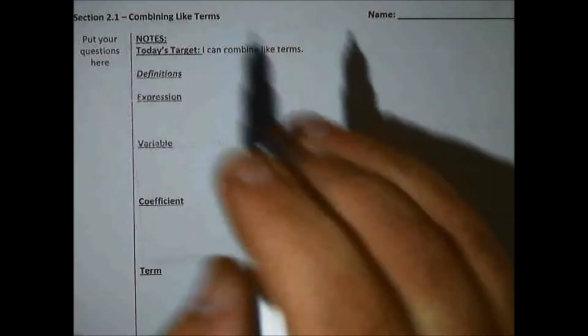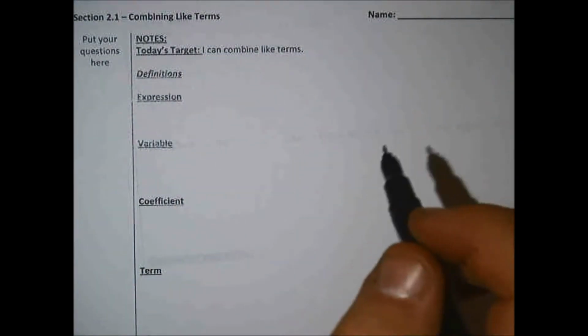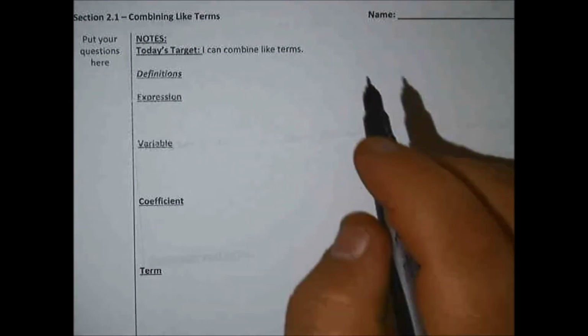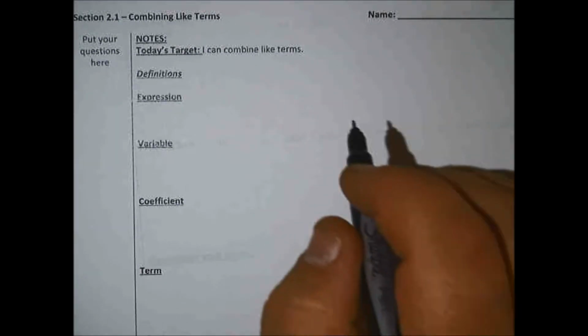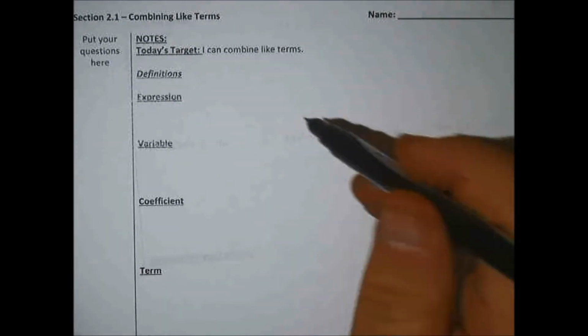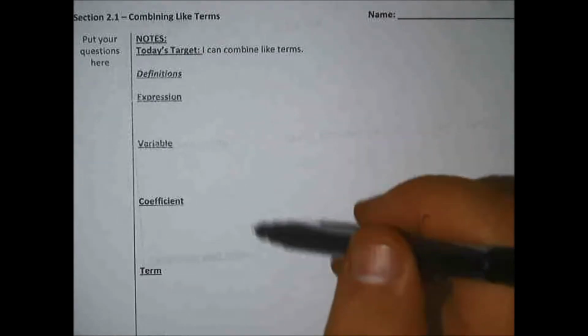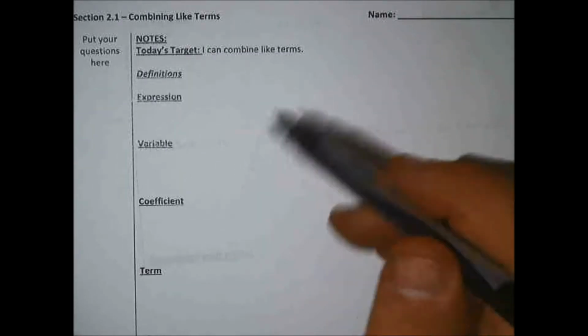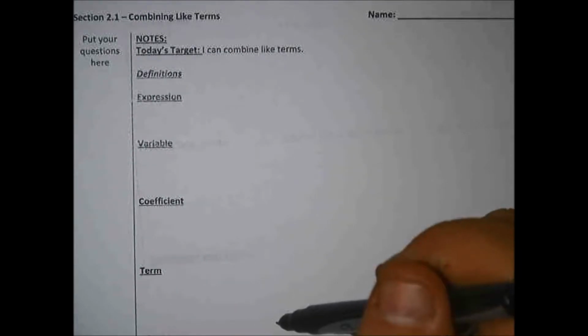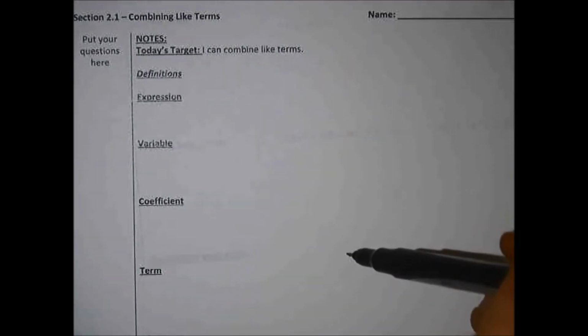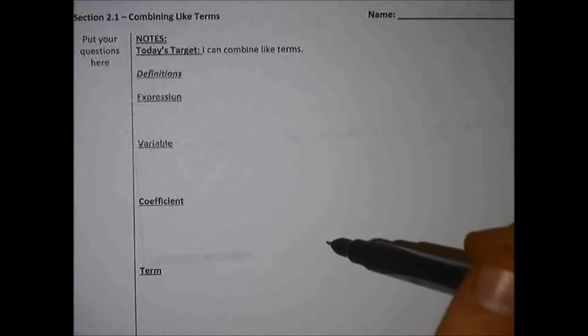Right, here we go. Section 2.1, combine like terms. That's our target for today. By the end of this, you'll be able to combine like terms like a pro. Usually at the start of a unit, you're going to have quite a few definitions so that you know what you're talking about, and we all have kind of the same basis of a vocabulary in order to make all this stuff work. So let's get going on these definitions.